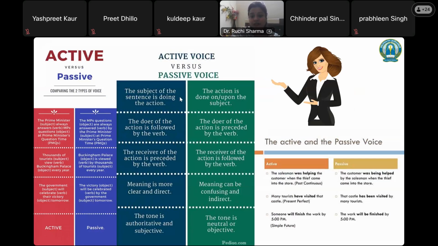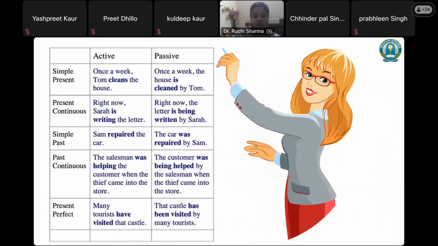Now there are again some sentences on the extreme right side. The salesman was helping the customer when the thief came into the store. The customer was being helped by the salesman when the thief came into the store. So and so forth. You have two more examples for you to reflect on the screen. I hope you can see them. Okay. Let's move further.